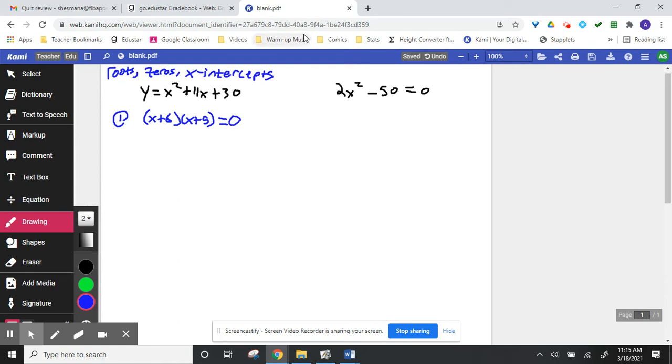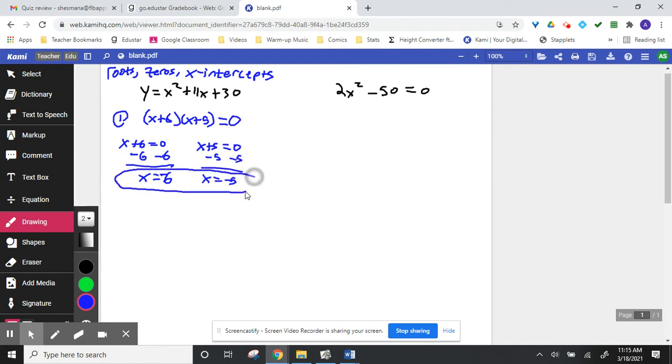Step 1 was factor. Step 2 says take each factor and set it equal to 0 separately, like this. Now I solve each of these equations. I'm going to solve them both by subtracting 6. So I got two answers, x equals -6 and x equals -5. Those are my two answers, and I found them by factoring and then setting each factor equal to 0.